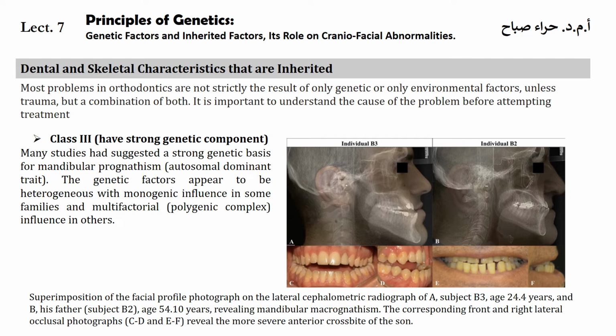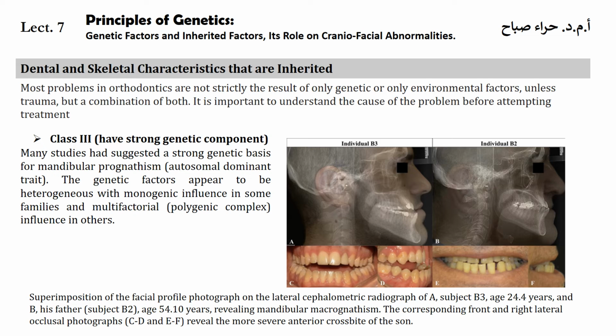In class 3 malocclusion, many studies have also suggested a strong genetic basis for mandibular prognathism, as an autosomal dominant trait. The genetic factors appear to be heterogeneous, with monogenic influence in some families and multifactorial polygenic complex influence in others. As we see here, there is a superimposition of the facial profile photograph on the lateral cephalometric radiograph of a subject which is the son of his father.